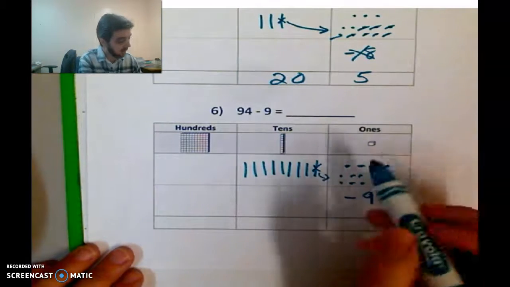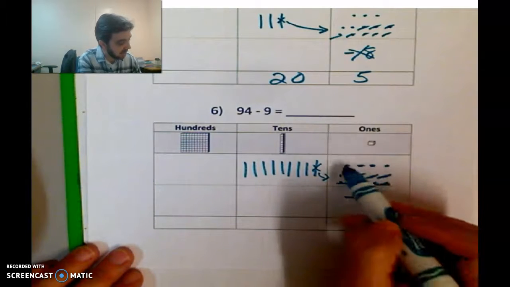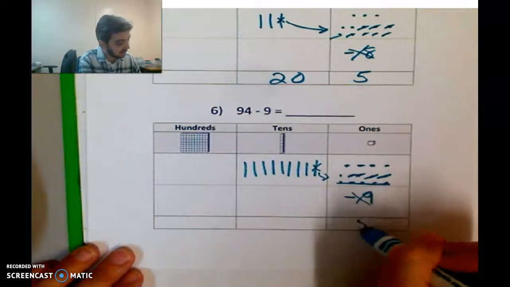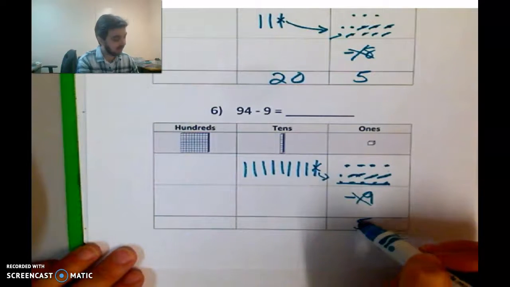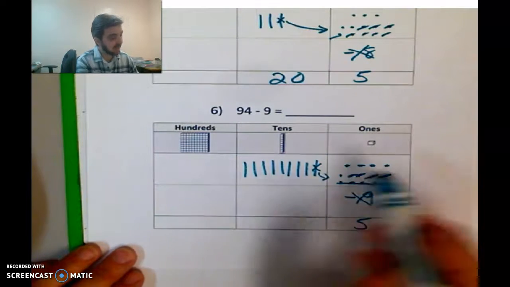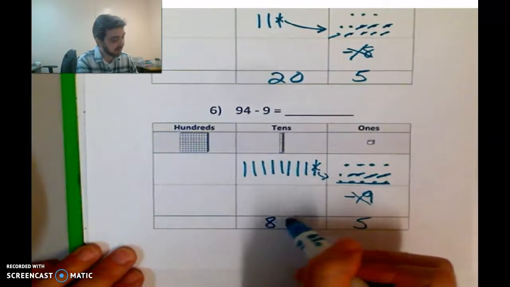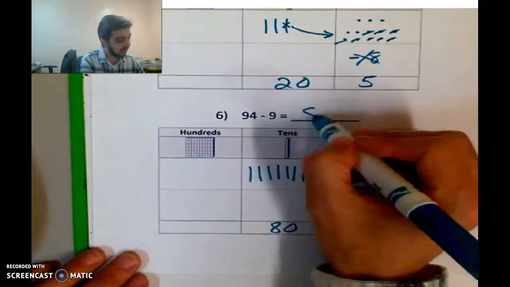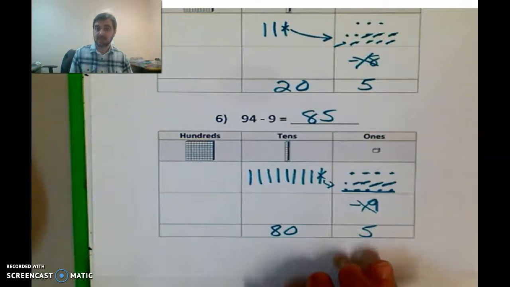Now if I take away 9, that's 5, 6, 7, 8, 9. I still have 1, 2, 3, 4. I still have 5 left, because 14 minus 9 is 5. I took away the 9, and I still have 8 bags over here, so that's 80, because each bag is 10. So my answer is 80 and 5, so 85. So 94 minus 9 is 85.